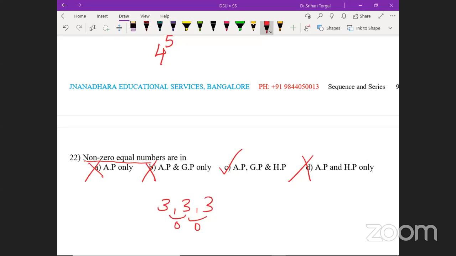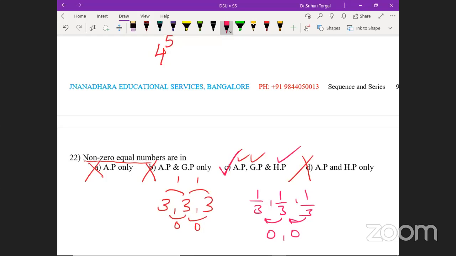Now, 3 divided by 3 is 1, 3 divided by 3 is 1. It is in GP also. And if you take the reciprocal, how to take the reciprocal? Is it like this? No. The reciprocal is 1 by 3, 1 by 3, 1 by 3. What is 1 by 3 minus 1 by 3? 0. Yes, it is in GP also. So option C is the right answer.